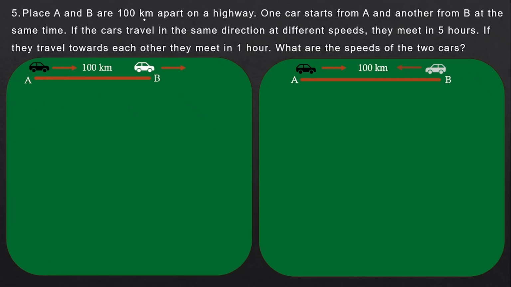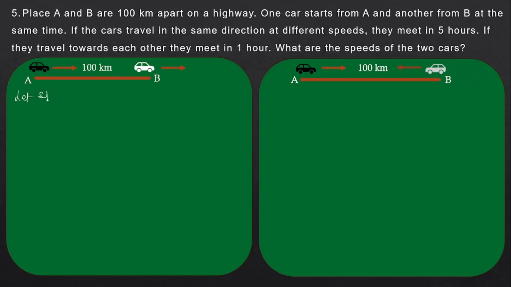Places A and B are 100 km apart on a highway. One car starts from A and another from B at the same time. If the cars travel in the same direction at different speeds, they meet in 5 hours. If they travel towards each other, they meet in 1 hour. What are the speeds of the two cars? We are supposed to find the speed of the two cars.